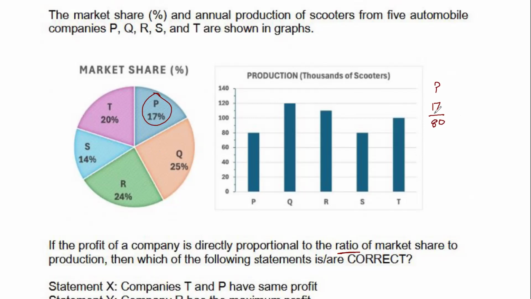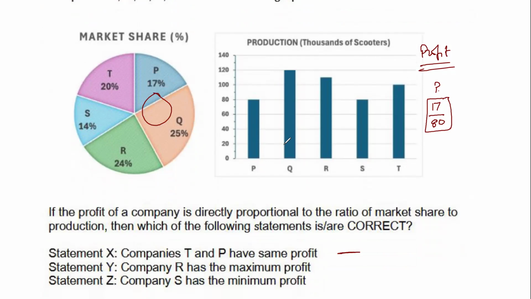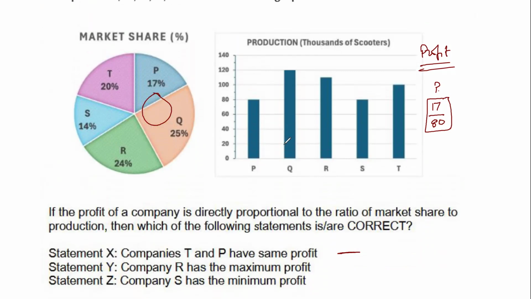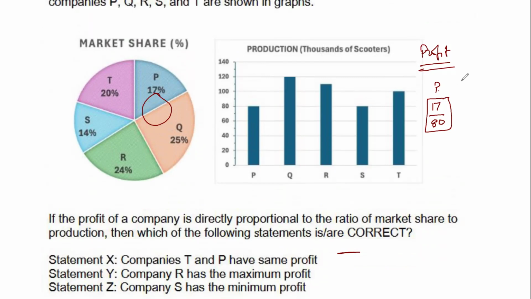So the profit of these five companies is proportional to the ratio of the market share to the production. That's what is given out here. Then which of the following statements are correct? So the statements are: company T and P have the same profit, R has the maximum and S has the minimum. So we just first of all write down the data and not try and guess anything, because the questions are calculative.